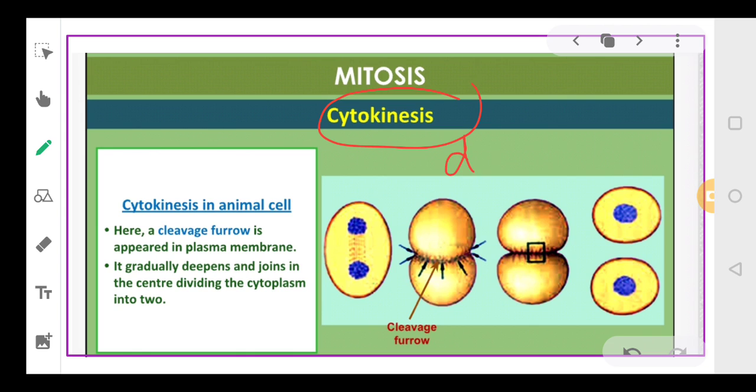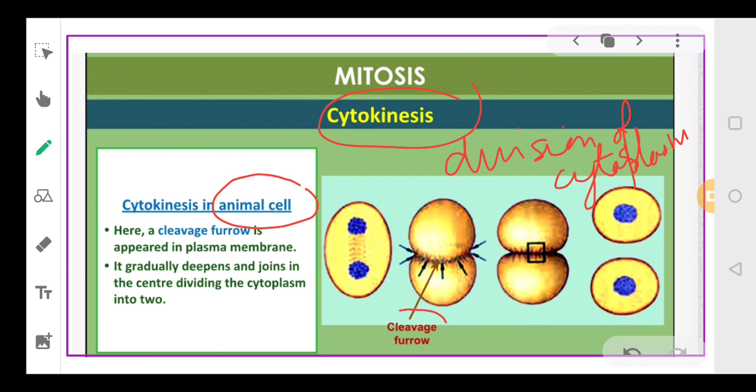What is cytokinesis? It is division of cytoplasm. Okay. Now this step is basically different in case of plant and animal cells. Now first we discuss the animal cell. Okay. What happens in an animal cell? There is a cleavage, there is a formation of a cleavage furrow. Okay. From outside to the inside.